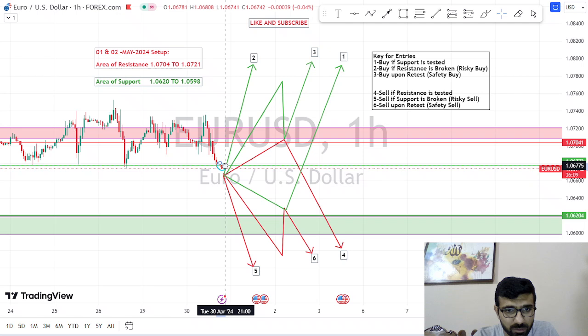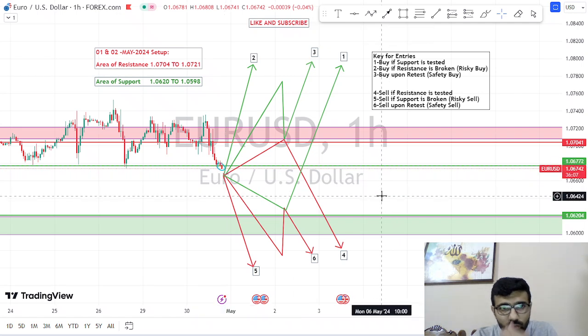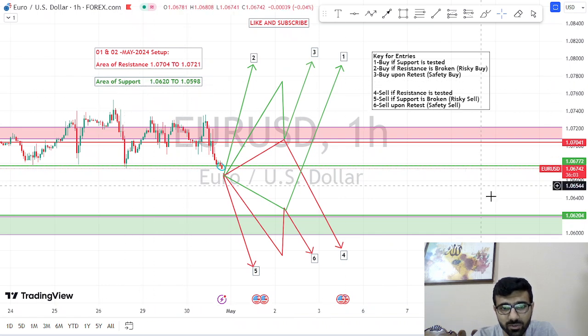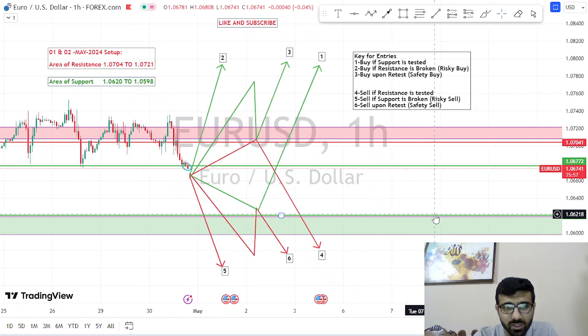Okay, so currently market is trending over here, so I have moved forward the scenarios for you. The areas of resistance and the major area of supports are going to remain the same. So let's see what the market is going to do with us in the coming two days, the 1st May and the 2nd May. So that's it for today.